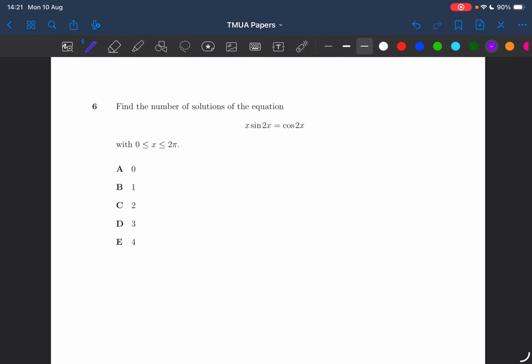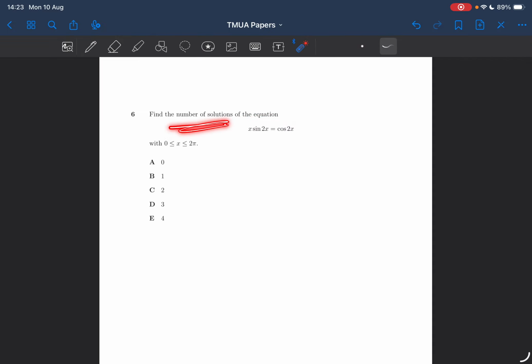Right, number 6 then. So we want to find the number of solutions to this stuff. Whenever you've got things like this where we have trig and non-trig together, separate the variables, but separate the functions. So sine over cos will give us a tan 2x. And I'll bring that x to the other side as 1 over x. And now all we're going to do is plot them both. So we'll go and draw tan 2x, we'll go and draw 1 over x.